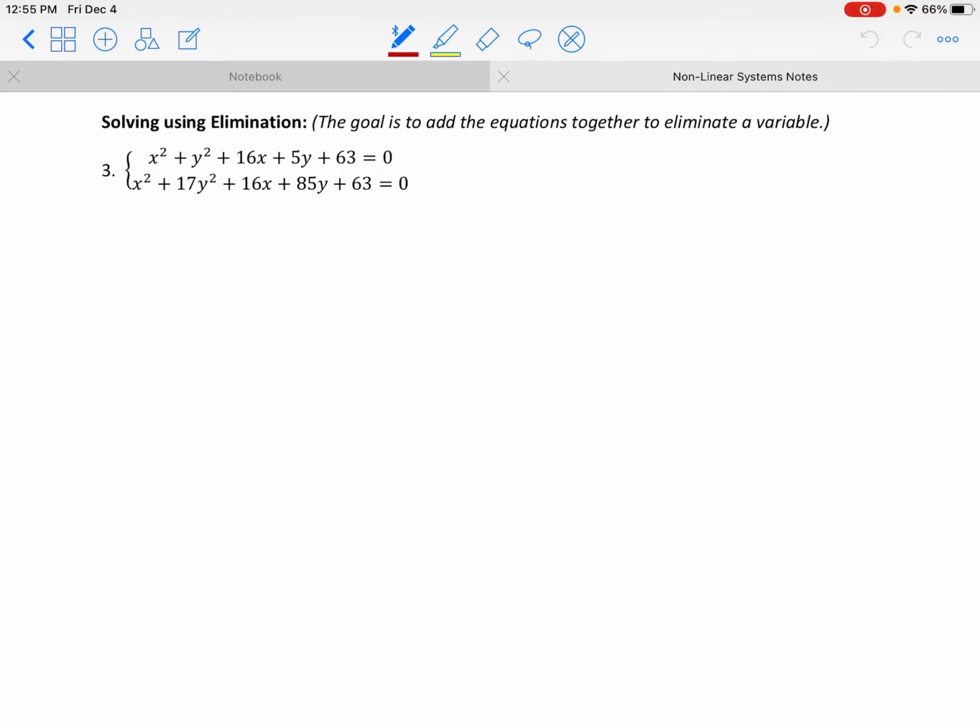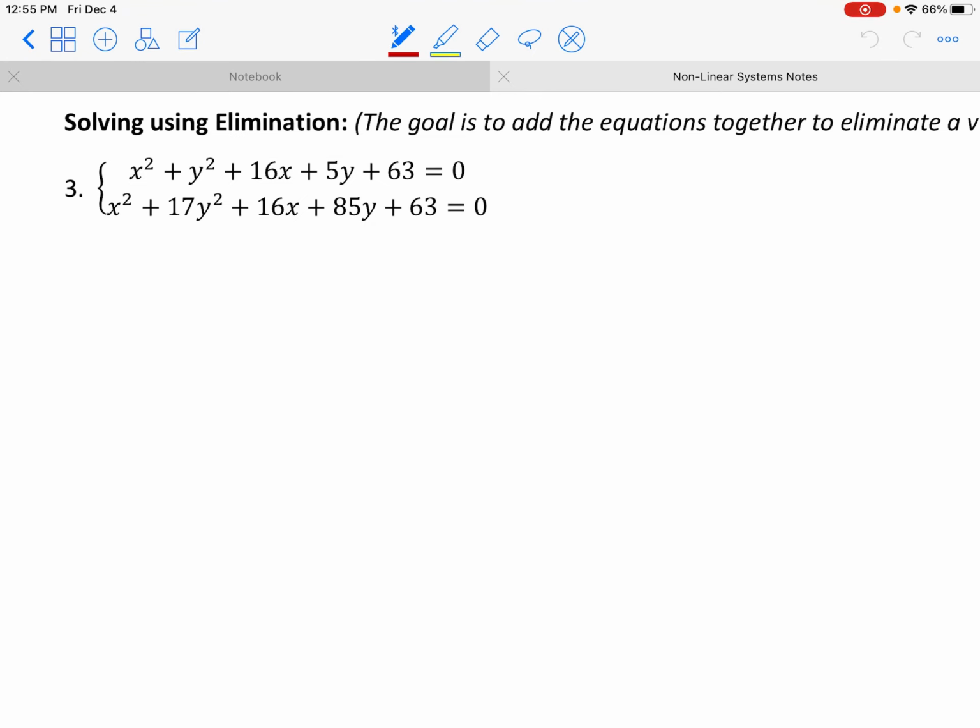Now, if you look at the next system here, there's no way we're going to use substitution because no matter what variable I pick to get it alone would create a mess. This one is better suited for elimination, where we can add our equations together to get rid of a variable.